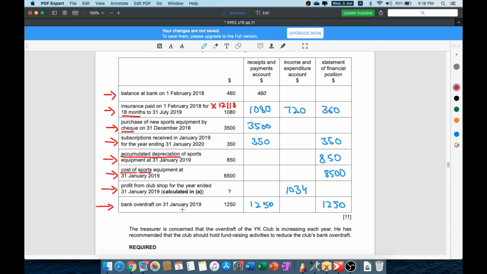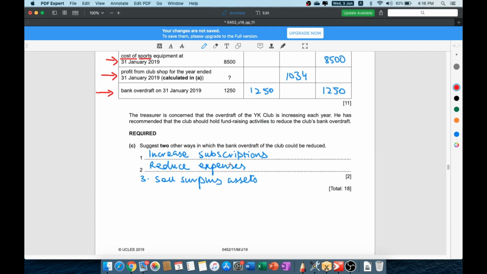Bank overdraft on 31st January 2019 worth $1,250. Right. So we all know that the bank overdraft is a liability. All right. So that's going to be in the liability section in the balance sheet. Now, because the receipts and payments account again is representing the bank or the cash book in this case, it's obviously going to affect the bank or the cash book because the bank is overdrafted, it's in credit, we owe the bank, so that is going to affect the receipts and payments account as well, $1,250. So that's that.